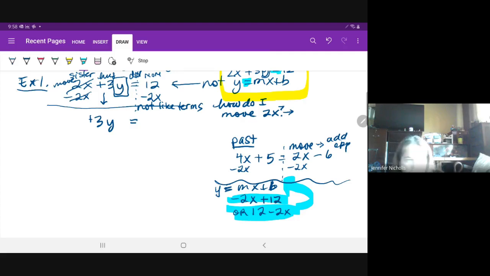I need somebody to take a chance and answer, even if you're wrong. Which one looks closer to mx plus b? Negative 2x plus 12 or 12 minus 2x? These two blues. I can't make it 10 because they're not like terms, so I have to decide what order to write my 12 and my negative 2x.